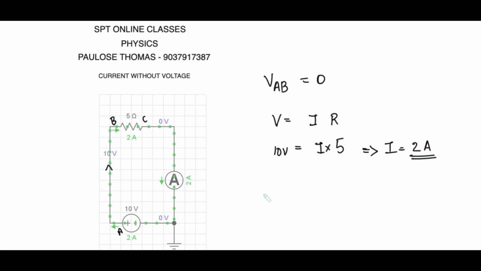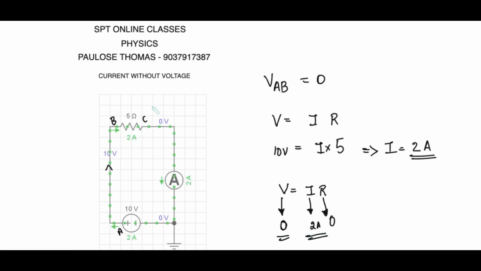Now if you take the same Ohm's law, V equal to IR, in the case of AB, we know that the resistance is definitely 0 because it is ideal. It is not a practical case. In a practical case, every conductor will have a resistance, and here the current flowing is 2 ampere, still the voltage is becoming 0. So yes, current exists without voltage.